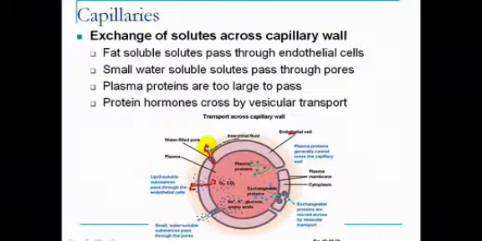Now, plasma proteins are too large to get out of the blood and into the interstitial fluid. That's important to know because plasma proteins will stay trapped in the blood. And if it's a protein that you do want to get out of the blood and into the tissues, for example some of your protein hormones, they have to move through what we call vesicular transport, which is basically that there's a receptor, and you'd have endocytosis and exocytosis on the other side.